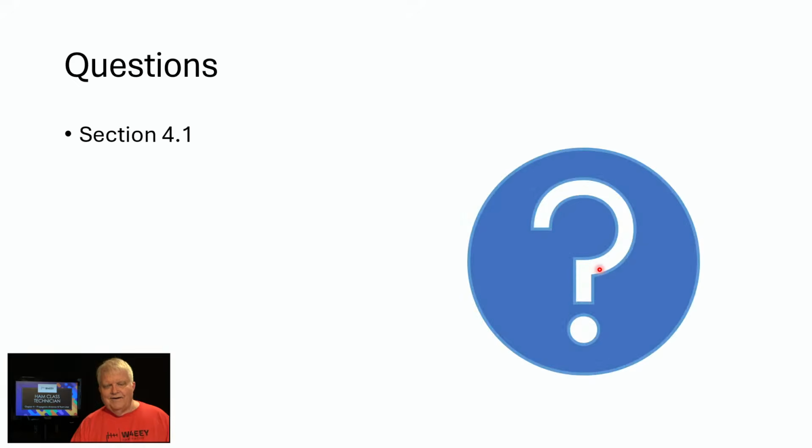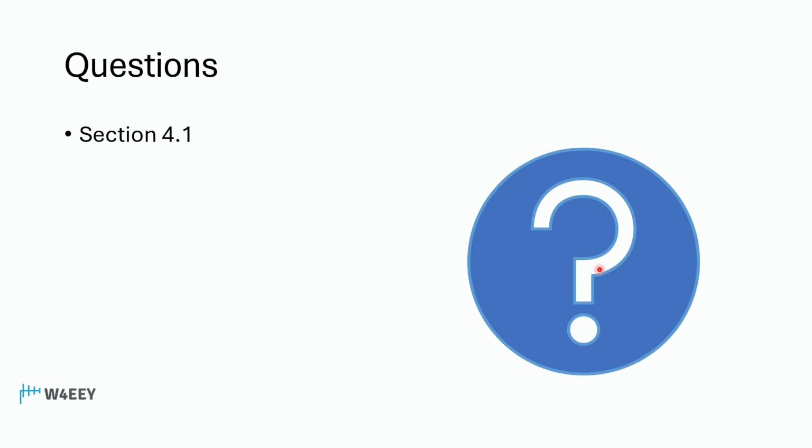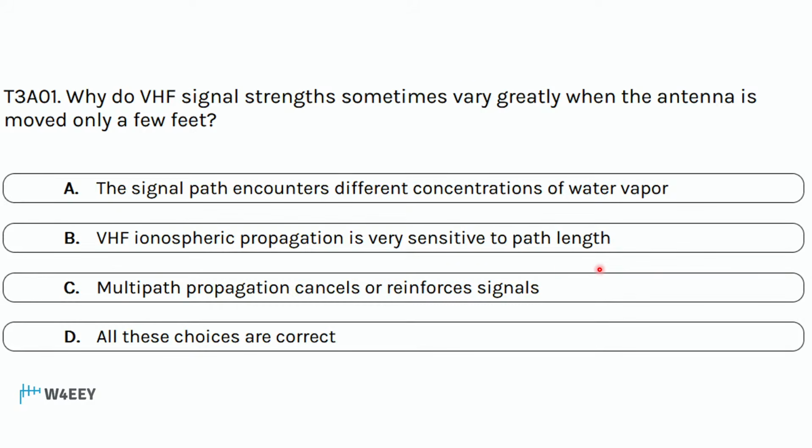All right. You made it through the first section. Very good. Let's see if we can answer some questions. So why do VHF signal strengths sometimes vary greatly when the antenna is moved only a few feet? C. Everybody see that? Multipath propagation cancels or reinforces signals.